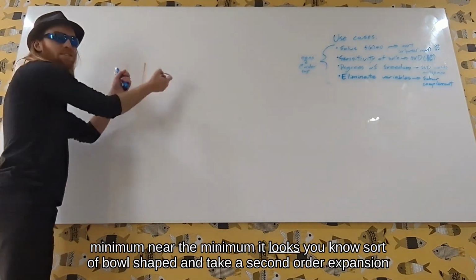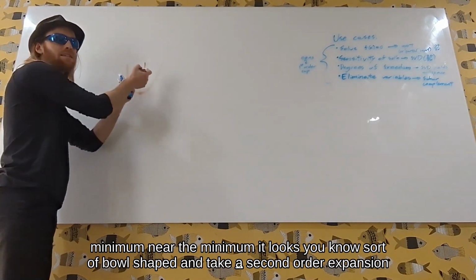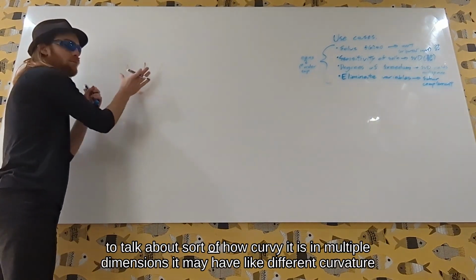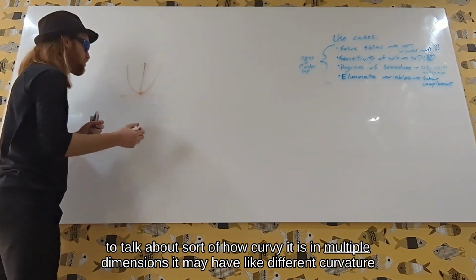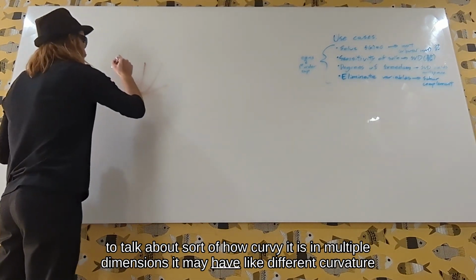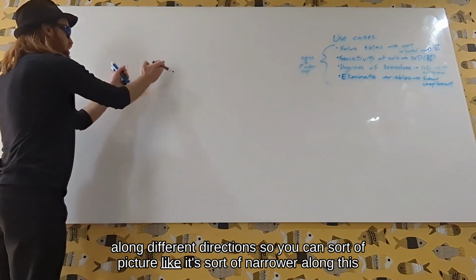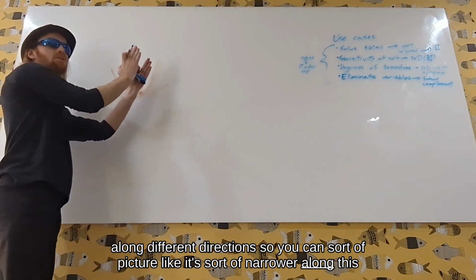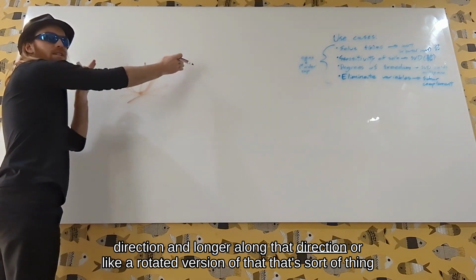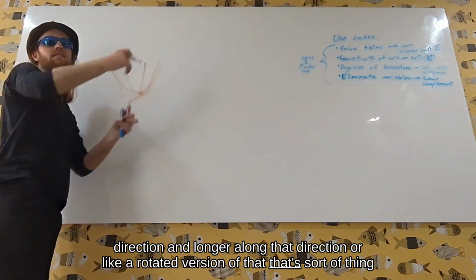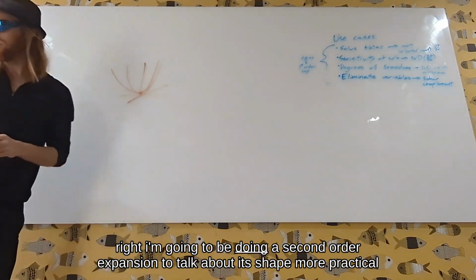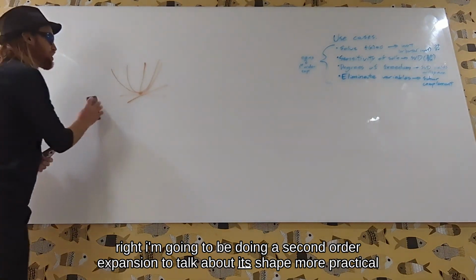Near the minimum, it looks sort of bowl-shaped. We're going to take a second order expansion to talk about how curvy it is. In multiple dimensions, it may have different curvature along different directions. You can picture it as narrower along this direction and longer along that direction, or a rotated version of that, right? We're going to be doing a second order expansion to talk about its shape.